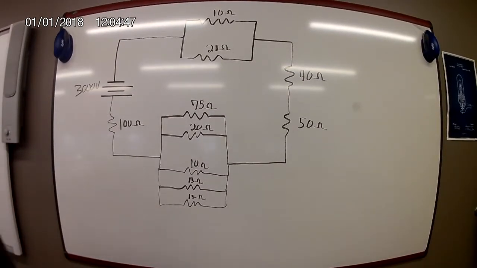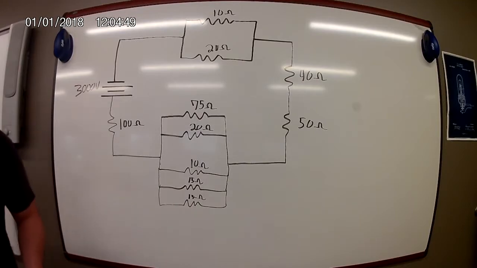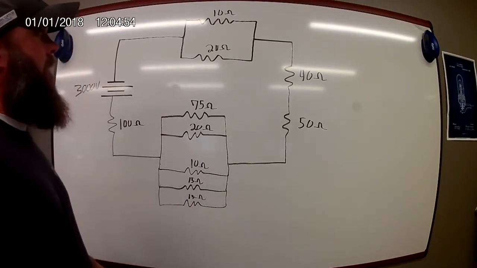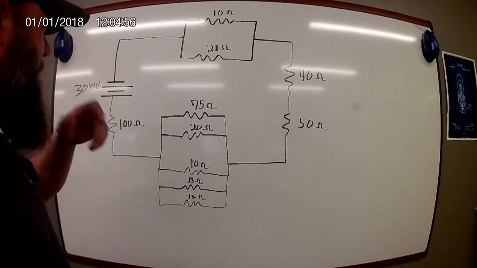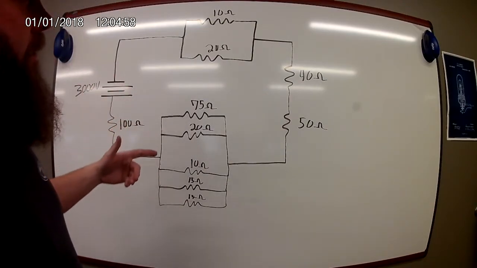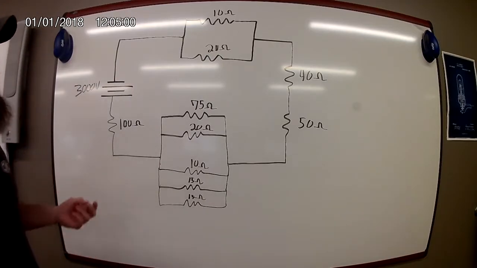So let's take a look at this one. This is the extra problem that I handed out the other day, that I sent out on the group meeting. So first, let's just start off by taking a look at what we want to do. We want to solve for the current and the voltage on each resistor, and the power.